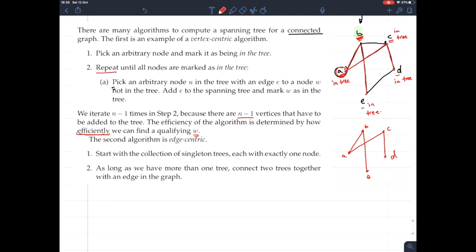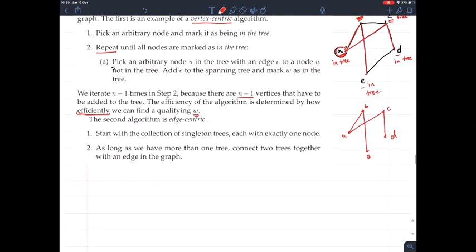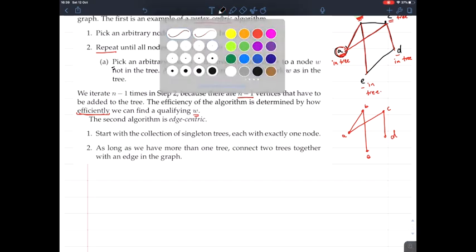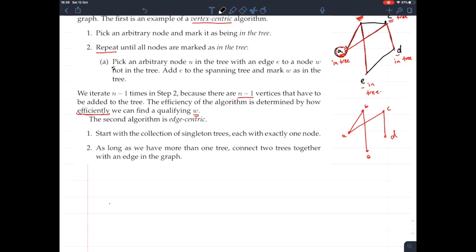So this was our vertex-centric algorithm. We were picking vertices and then edges. Now let's try a second algorithm, which is called edge-centric, so it focuses on edges. I'm going to use our same graph that we had before. And let's work through this algorithm.